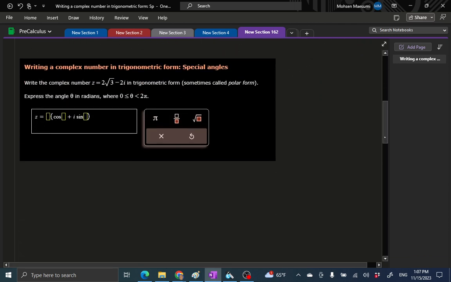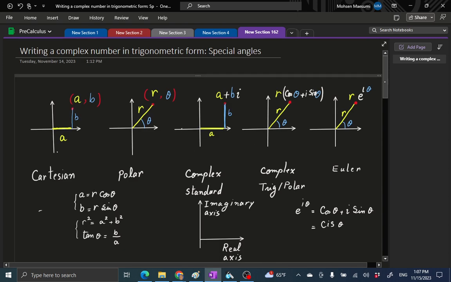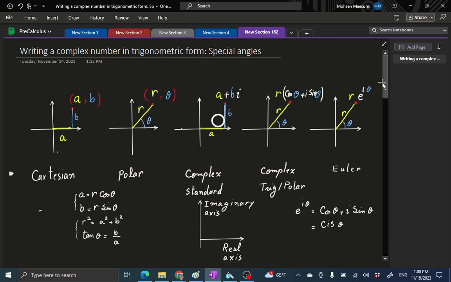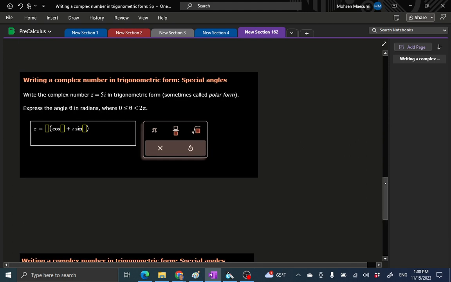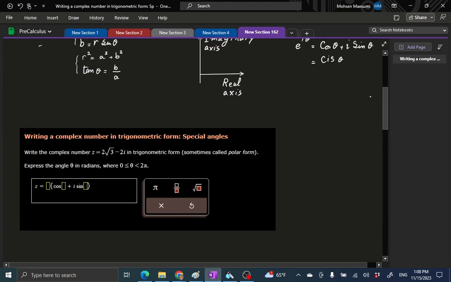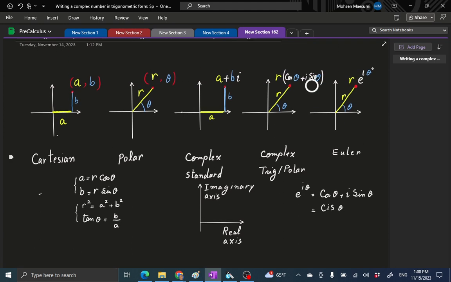So here's a question. Here's a complex number z is equal to 2 radical 3 minus 2i. Write it in trigonometric form. So what does that mean? The standard form is given, a number plus another number times i. We want to write it in the trigonometric form, as a radius times cosine of an angle plus i sine of an angle.